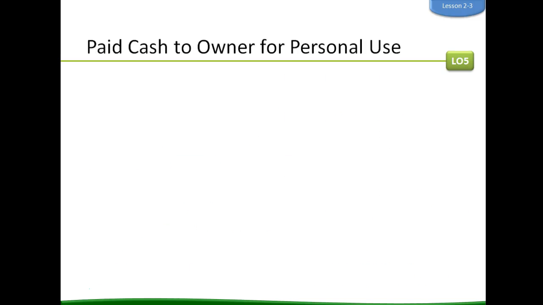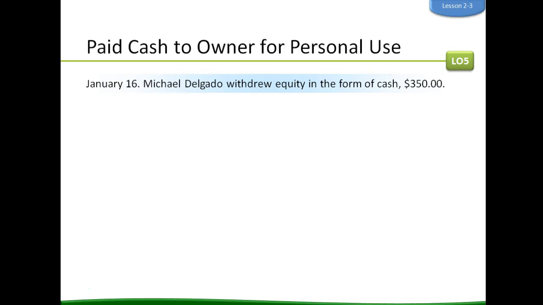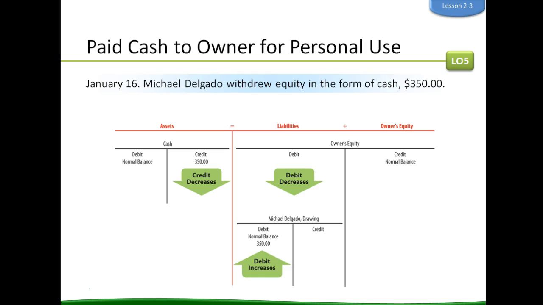Okay, cash is paid to the owner for personal use. We're withdrawing equity in the form of cash. And again, I'm going to direct you to page 47 in your book so that you can see cash has decreased. So I'm going to go ahead and credit cash. Now I need to think through what exactly is happening with owner's equity. Total owner's equity is decreasing, so it's going to be a debit.